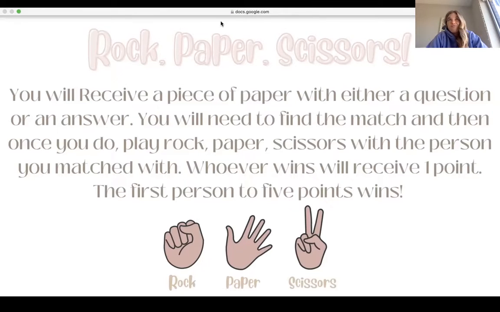So you could do that. It could be a question like, when is your birthday? Somebody might have a card that says, when is your birthday? And then another person might have a card that says August 15th, and they would have to find each other and play rock, paper, scissors. We would play up to as many rounds until a student got 5 points.